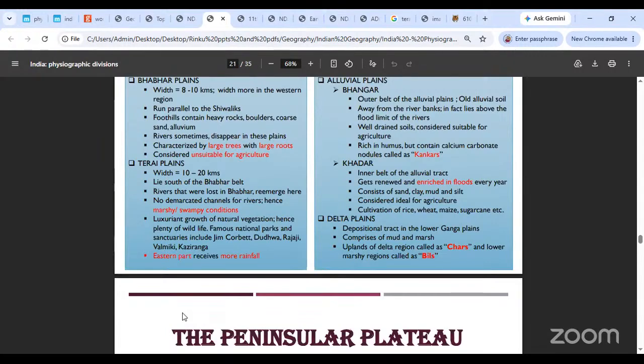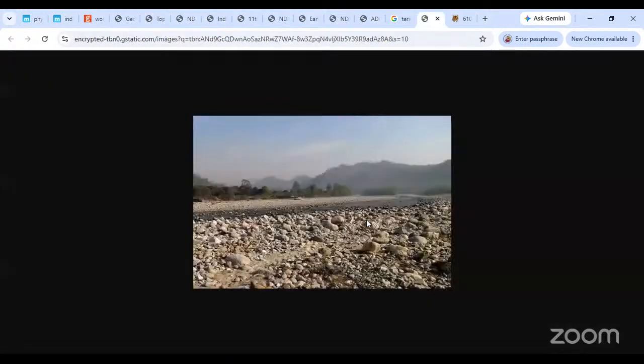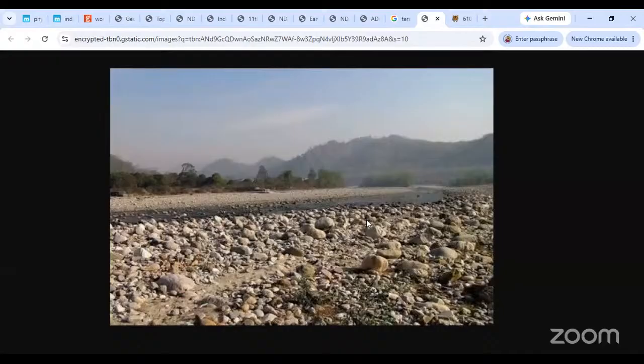So this is essentially what a Bhabar plain looks like. Can you see this? You can see larger rocks, larger boulders and everything. Usually all of these come down with the river. They are simply dropped at the base of the mountain, at the foothills. The rivers usually disappear within these mountains and then re-emerge in the terai.